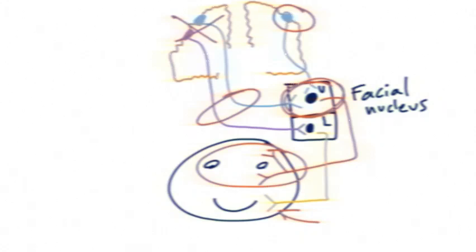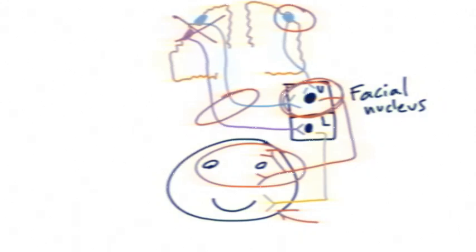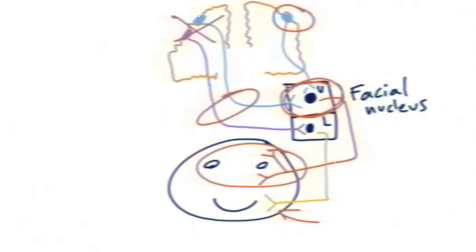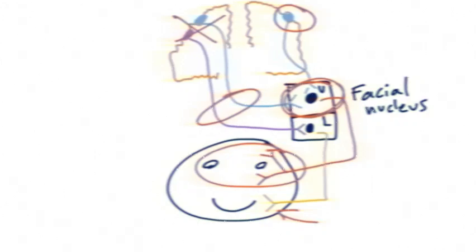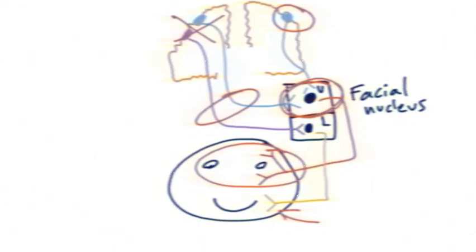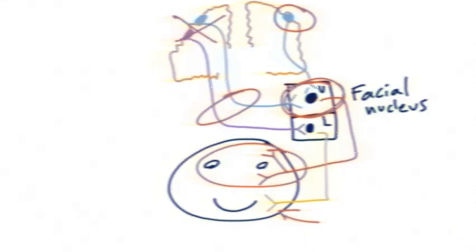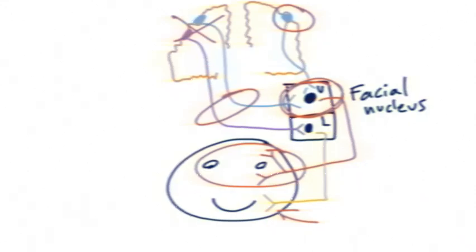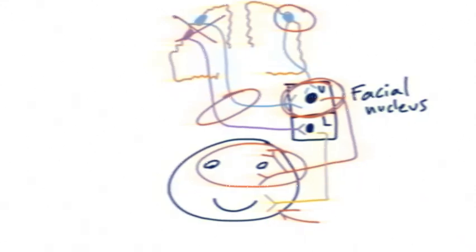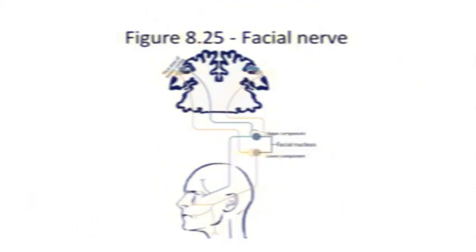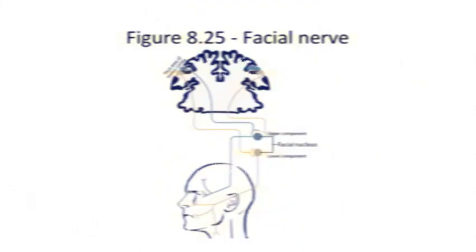So again, a lesion to the cortex would cause paralysis of the inferior aspect of the face, sparing the superior aspect of the face. On the other hand, a lesion to the facial nucleus in the pons would cause complete paralysis of the face. This is because both the upper and lower components would be destroyed. This is figure 8.25 for your review, which illustrates the facial nerve pathway that we just discussed.